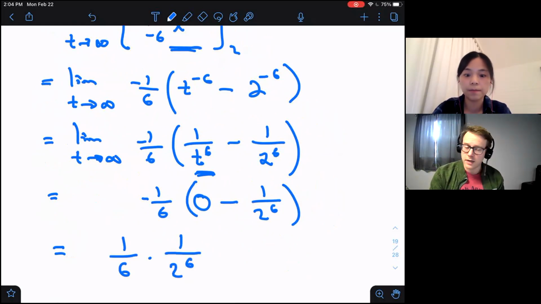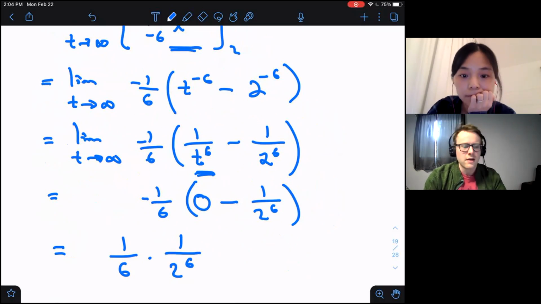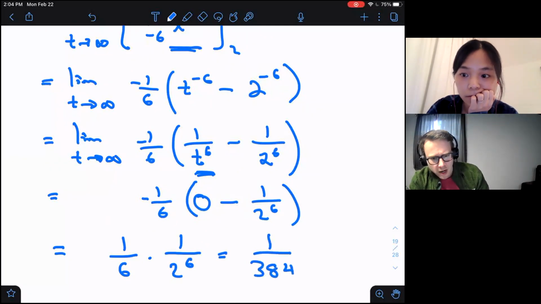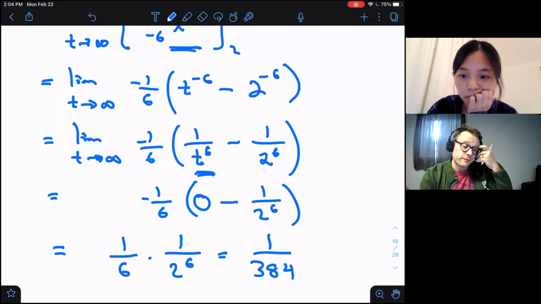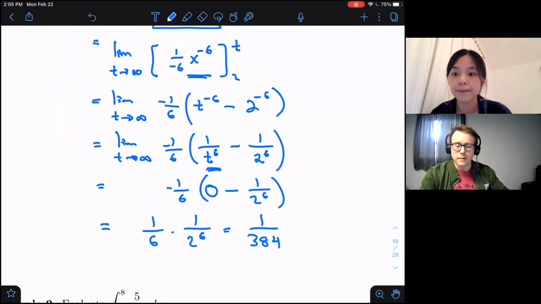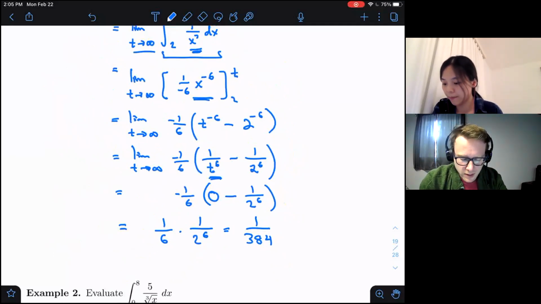If you'd like to, you can plug this into your calculator or write at least this 2 to the 6th. You could throw in there that that's 64 times 6. You could get an exact fraction here, and someone in chat says that this is 1 divided by 384. Thank you very much, Burke. So you could enter these things into WebWork if you'd like, or plug it into your calculator and get some decimal answer if you need to plug that into D2L.